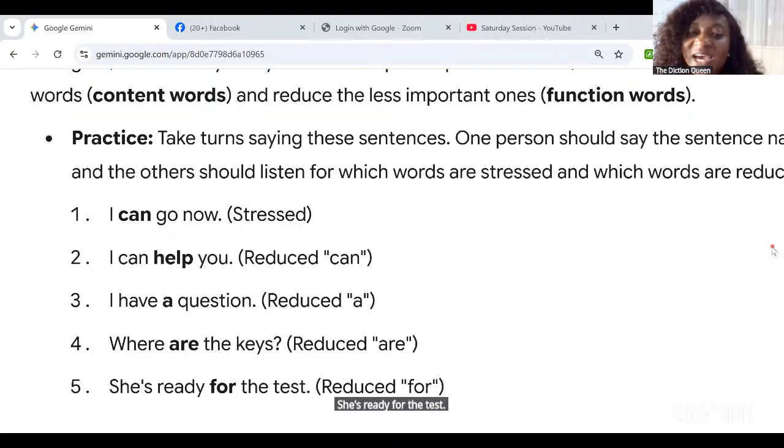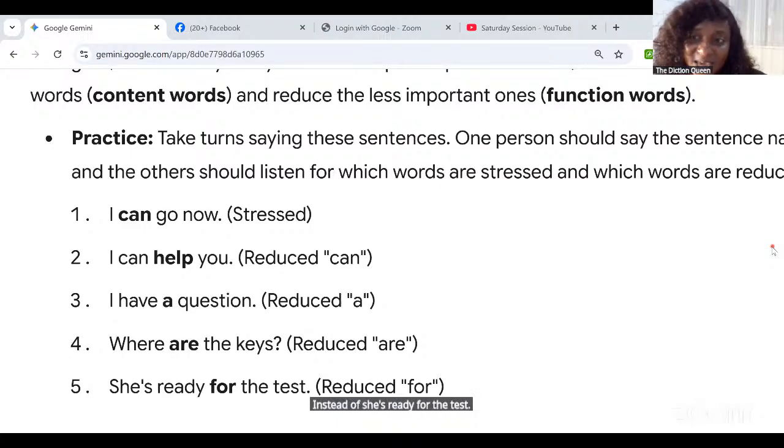And the last sentence, she's ready for the test. That is me emphasizing all words in that sentence. Now let's practice by reducing for. As I approach F-O-R, I need to reduce my mouth opening as well. She's ready for the test. For the test, instead of she's ready for the test.